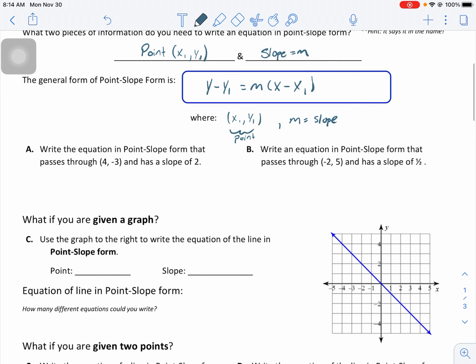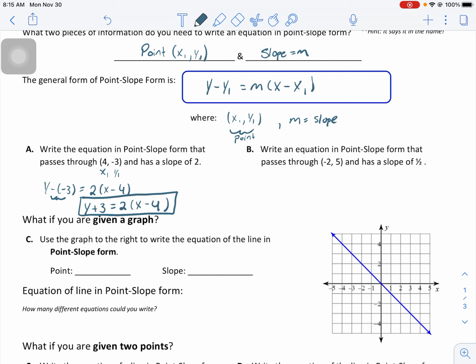It says write the equation in point-slope form that passes through (4, -3) and has a slope of 2. So we're just going to plug all of these things in. Well, we have an x1 and a y1. The equation goes y minus y1 is equal to the slope, which is 2, times x minus x1, which would be 4. The only simplifying that occurs here is that minus minus, so it's going to become y plus 3 is equal to 2 times x minus 4. And if we're writing it in point-slope form, we leave it just like this. We don't want to distribute the slope. We just want to keep it exactly like this.